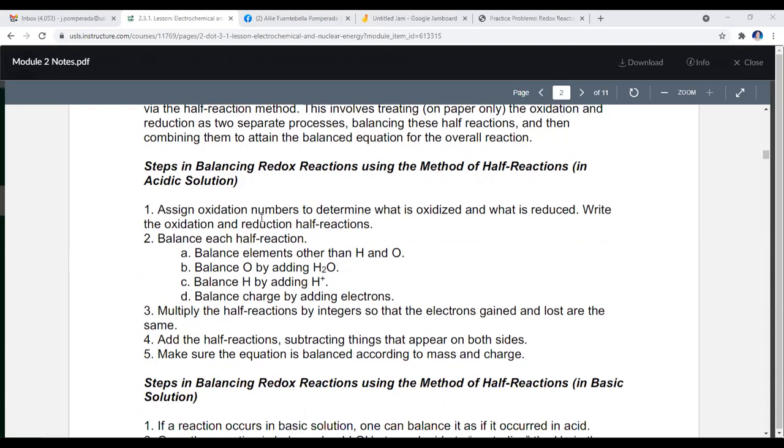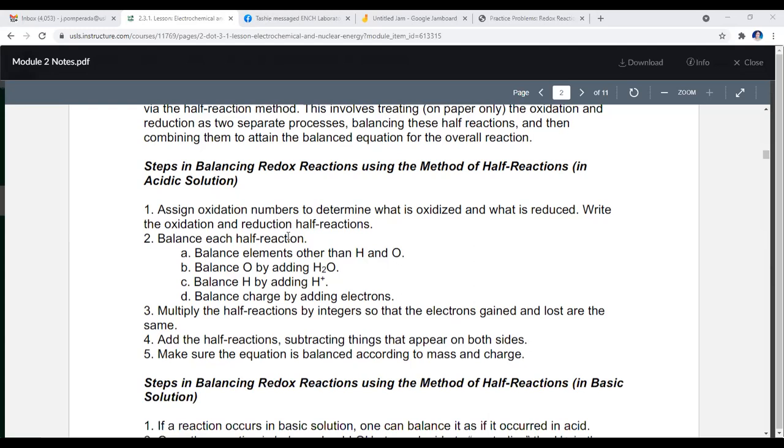Assign oxidation numbers to determine what is oxidized and what is reduced. So just like what I mentioned a while ago, for you to be able to write separately the oxidation and the reduction reactions, you need to know what is being oxidized and what is being reduced. How will you know what element is being oxidized and which element is being reduced? You will know by assigning the correct oxidation numbers to them. After that, you write the oxidation and reduction half reactions.